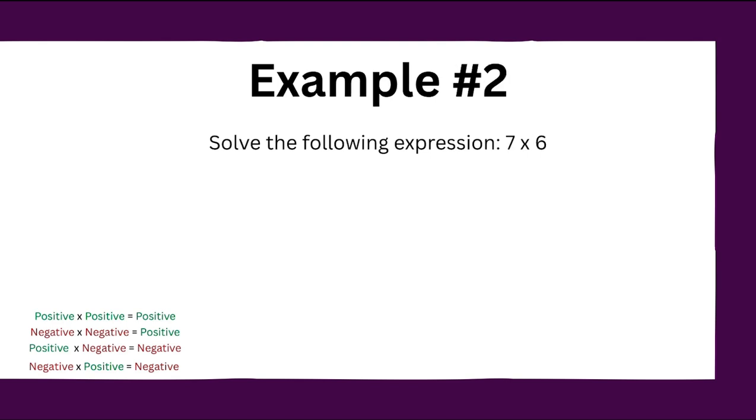Going on to my second example, I have 7 times 6. These are both positive, so I can multiply accordingly. So 7 times 6 actually gives me 42. Once again, applying the integer rule decides the final outcome of my answer. Is it a positive or is it a negative?